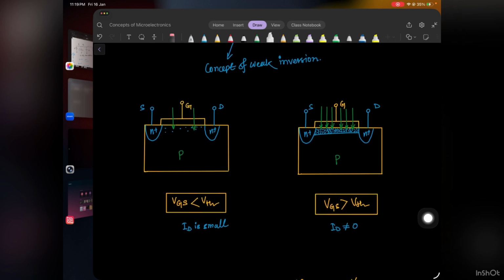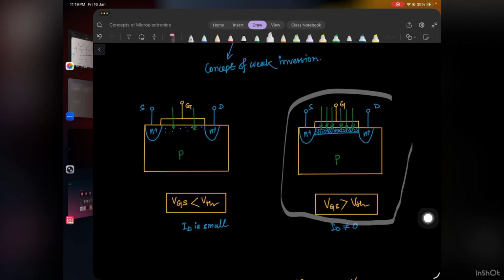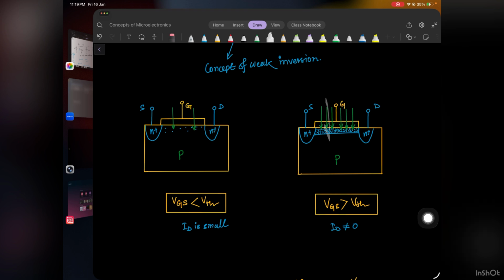Okay, let us consider these two diagrams. Whenever we have a gate to source voltage greater than the threshold voltage, we have a very strong electric field in these regions. It means we have plenty of inversion charges in this region, which contribute a huge drain current compared to this condition. In this condition, we call it a cutoff situation. Here, the drain current is very small, but it is actually not zero.